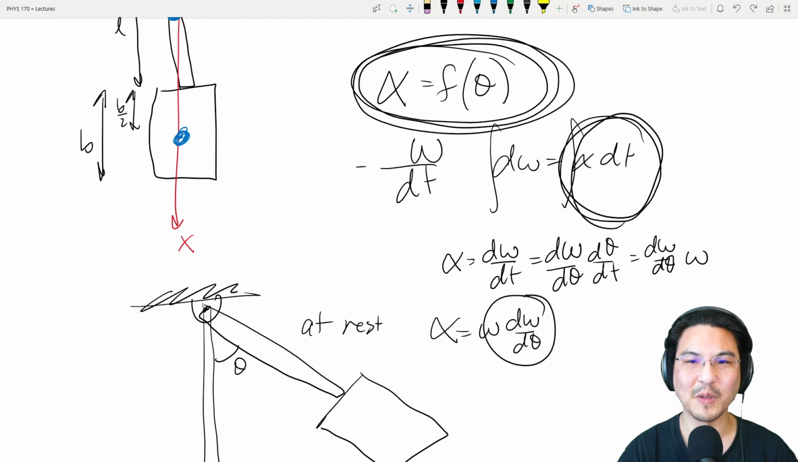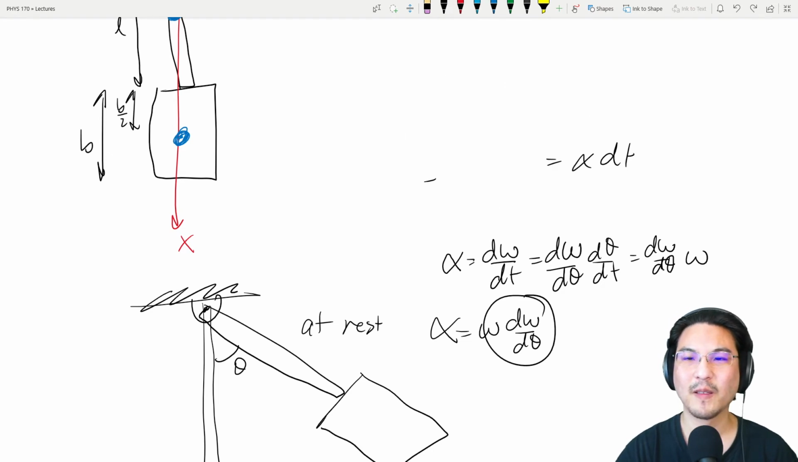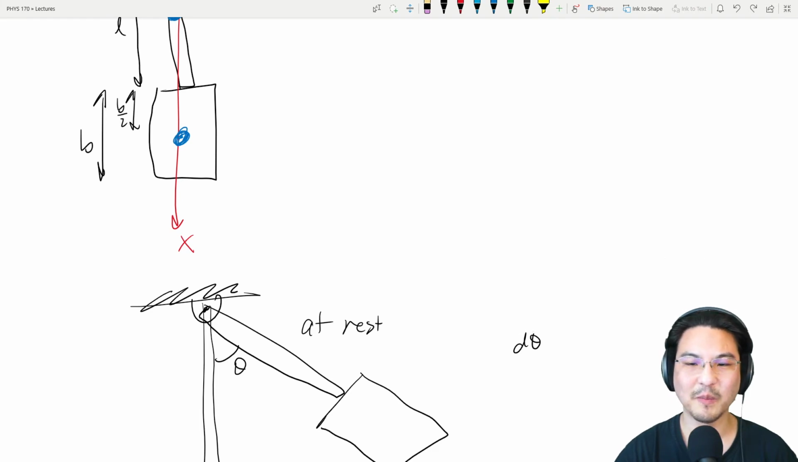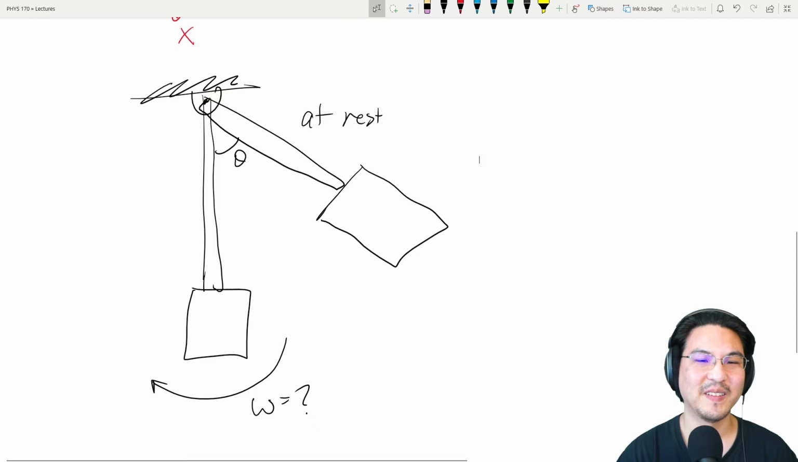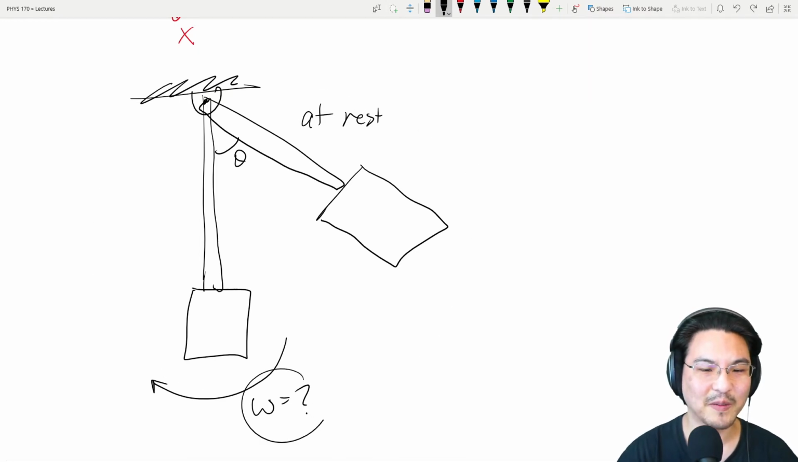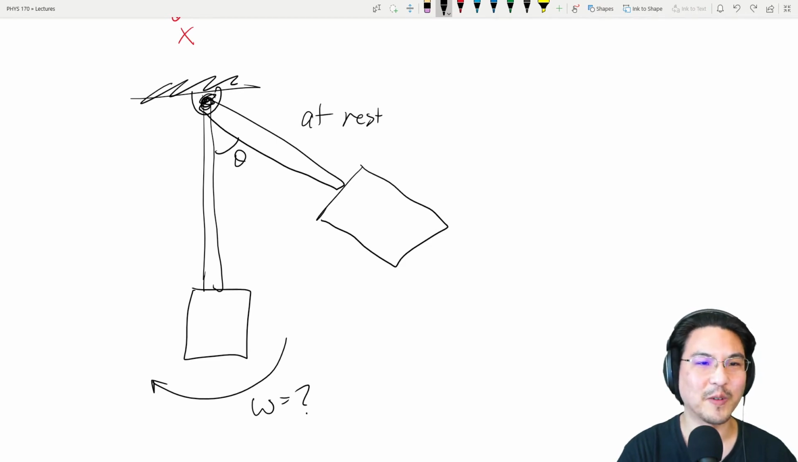So that's a long-winded explanation for something we can avoid by doing energy way. Right, so let's try the energy way here to solve for the angular velocity. How do you do it? So let's say there's no friction in the hinge, so energy is conserved.